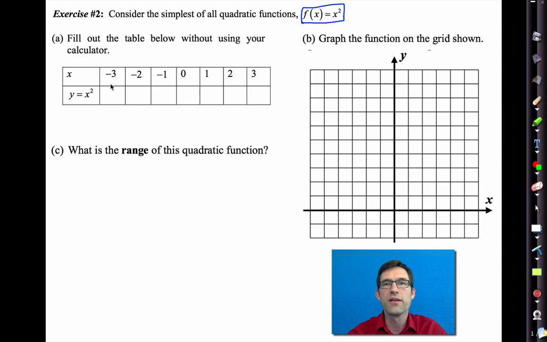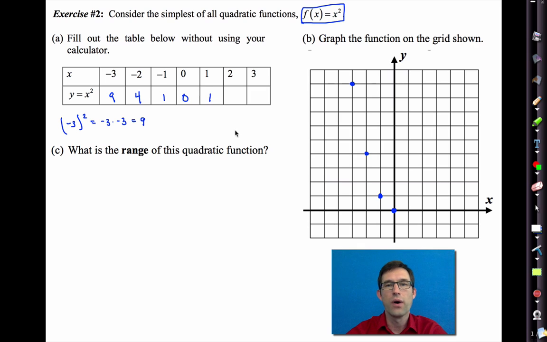If I put -3 into the function, I get -3 squared, well, that's -3 times -3, that's +9. And that's going to correspond to the point (-3, 9). Then if I put -2 in and square it, I'll get 4, corresponding to (-2, 4). And if I put -1 in and square it, I'll get +1, corresponding to (-1, 1). If I put 0 in and square it, I'll get 0, corresponding to (0, 0), or the origin.